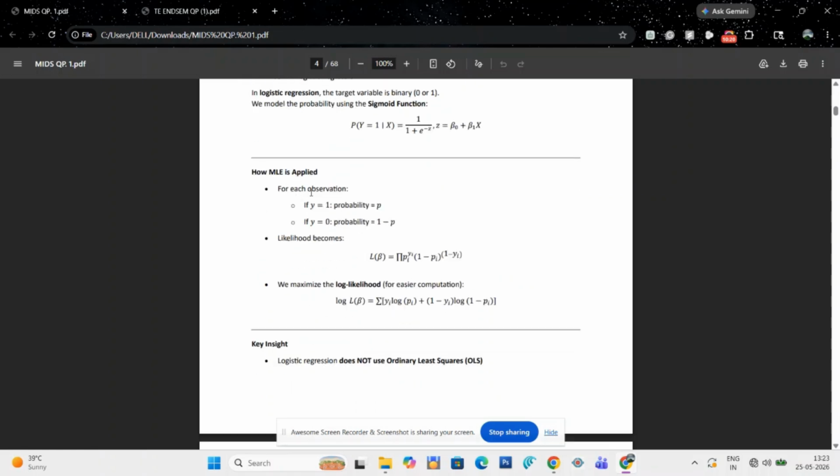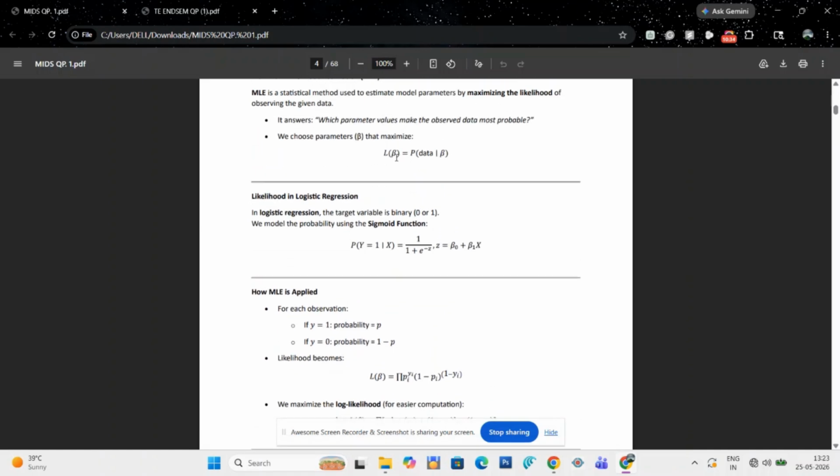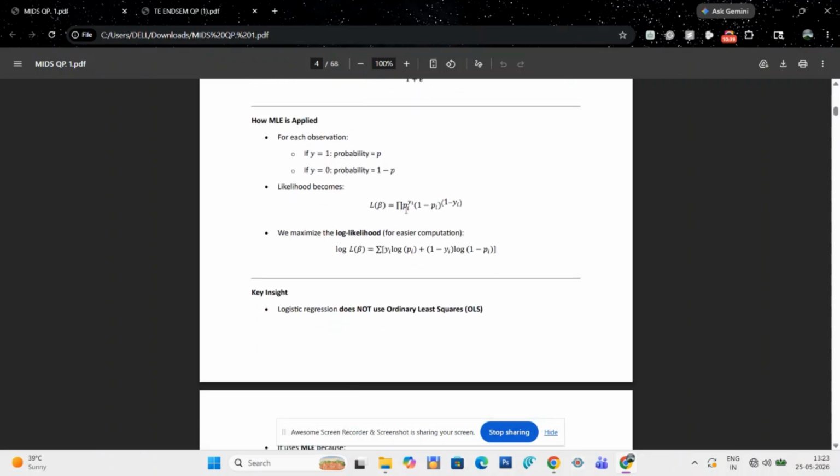For each observation, if y is equal to 1, the probability is P, and for y equal to 0, the probability is 1 minus P. So using this, the likelihood becomes L of B equal to P of data given B, using that formula. So we maximize the log likelihood for easier computation. In the same equation we will use the log.